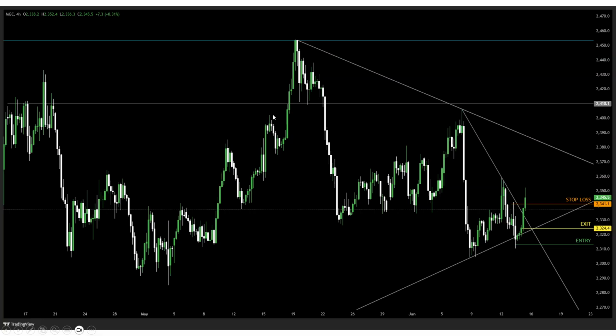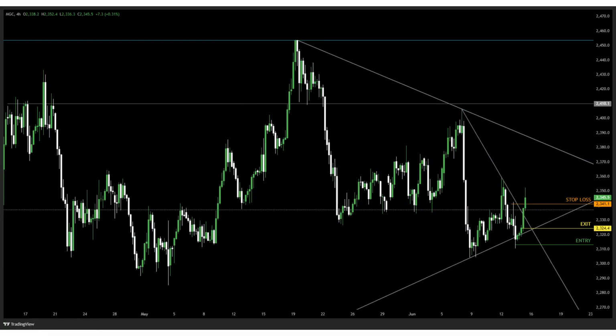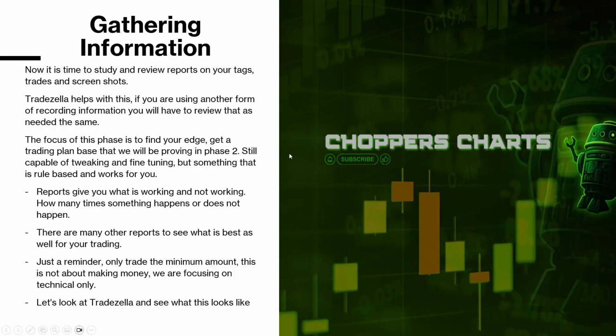And as you know from the previous one, it kept going up to here, came back down, and then gave me this one. So that's kind of how I like to mark my charts up. I like to be able to take and look and see a bigger picture. Gathering information.